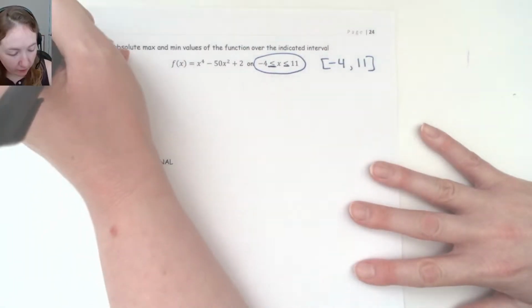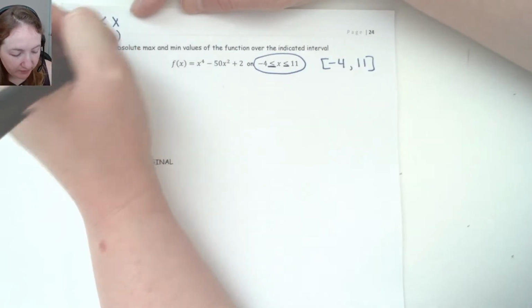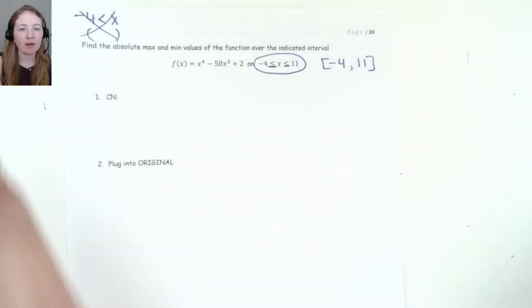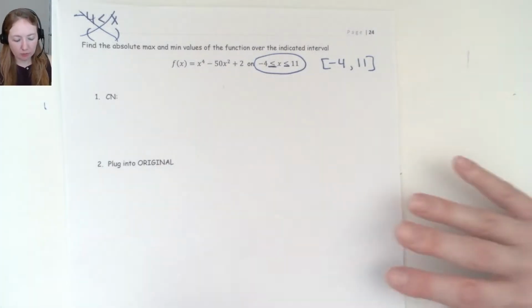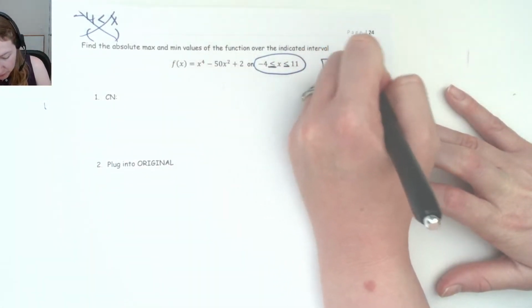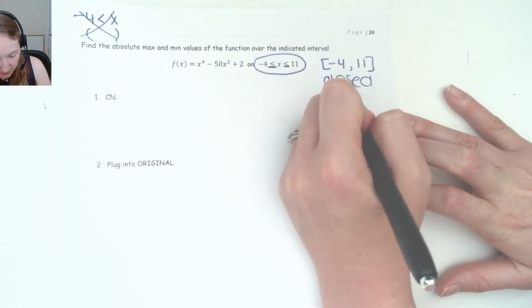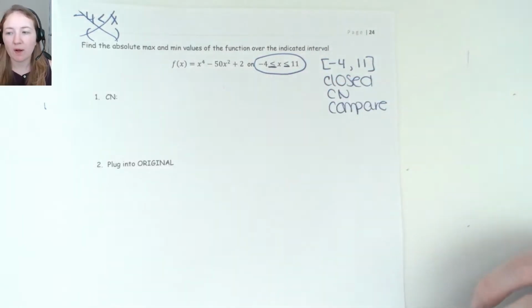Now, just for an FYI, if you had strictly less than, of course, that would be parentheses. So the fact that you have an equal to, that's telling you it's the same as a square bracket. So because we have that closed interval, we know that we find the critical numbers, and then compare the y values.